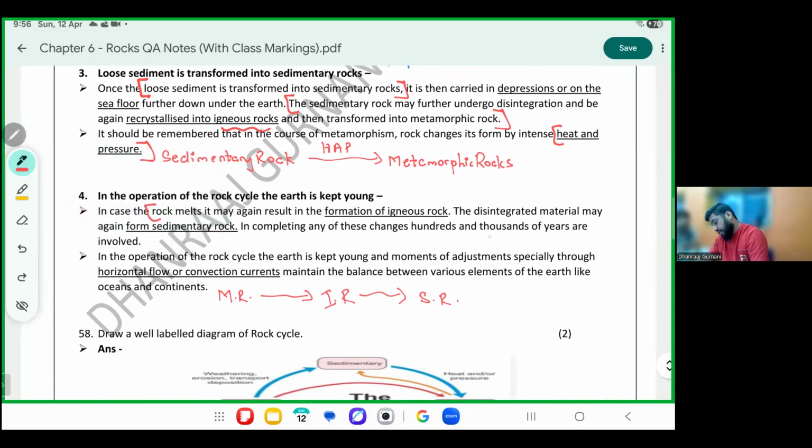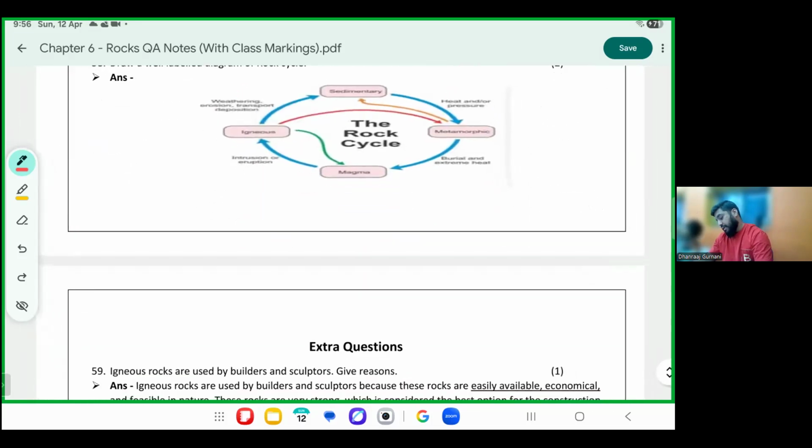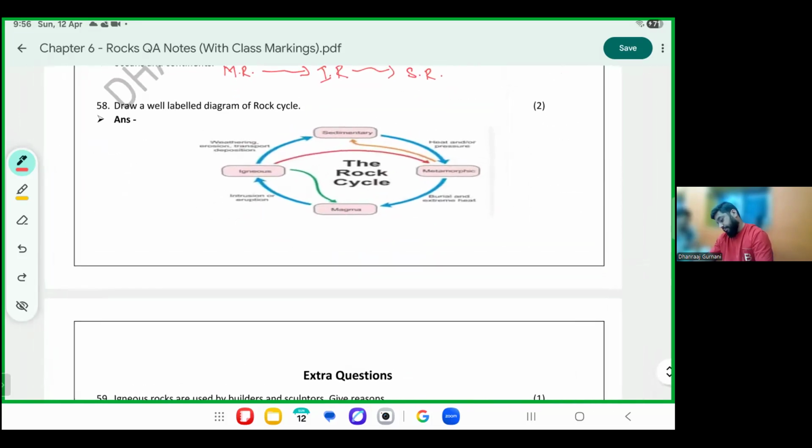This all takes thousands of years to change. We just did it in 5 lines in less than 5 minutes. This takes thousands of years to change. This is called the rock cycle. This is your flow chart.